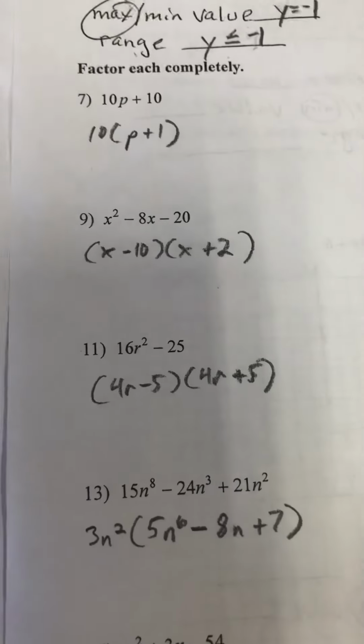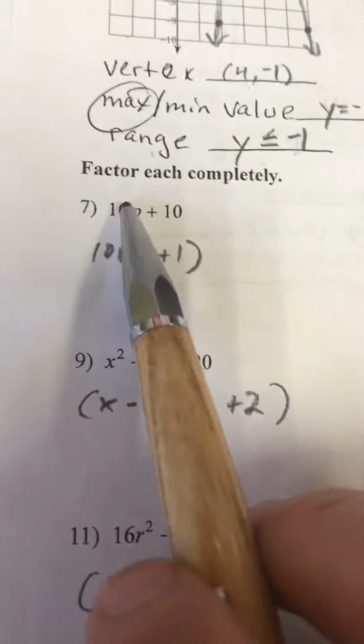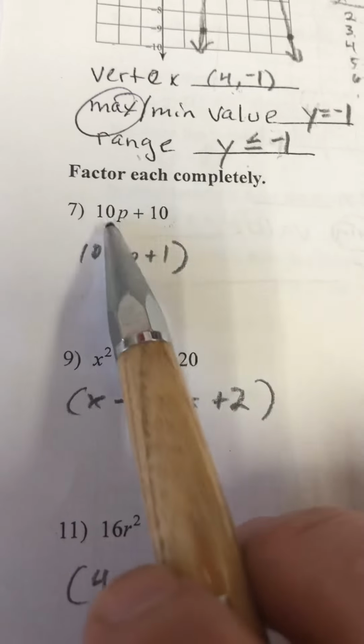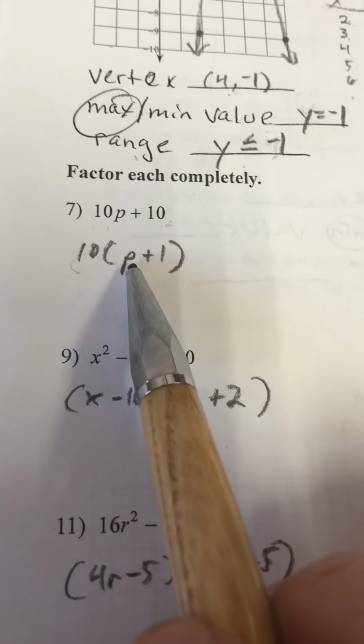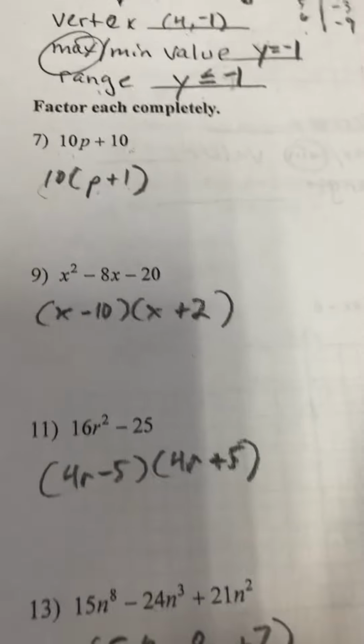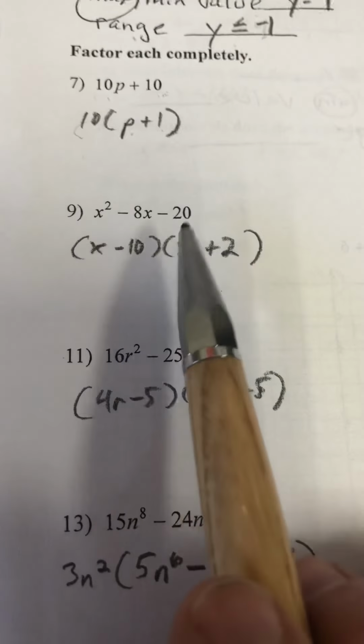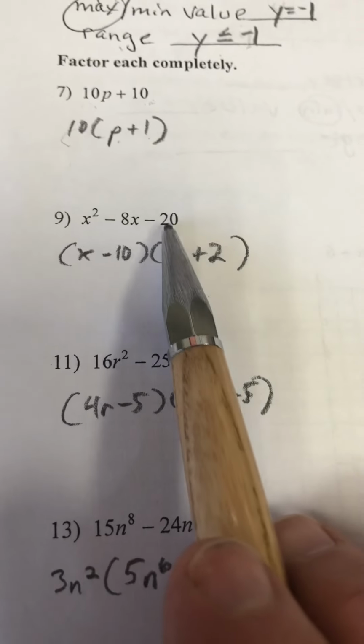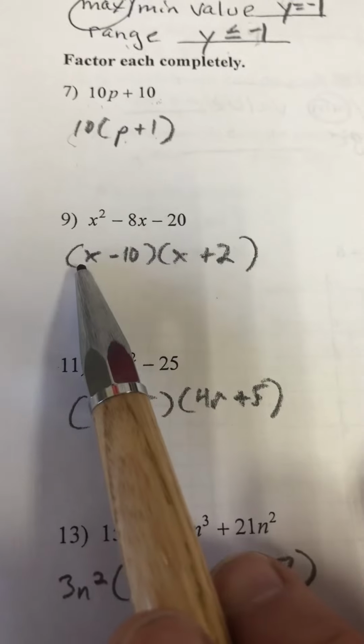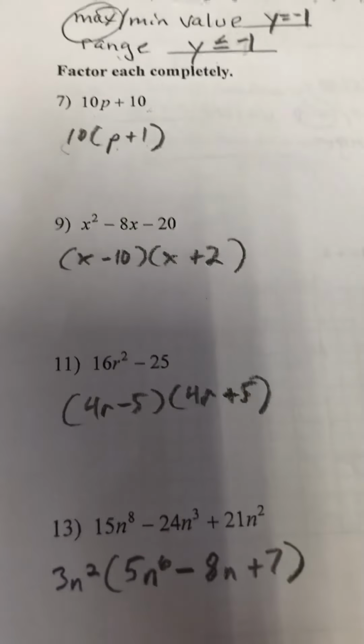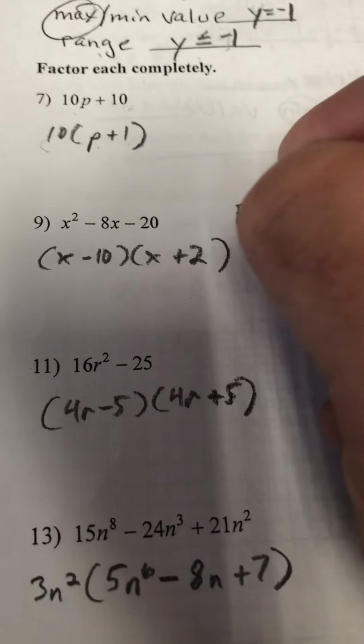I want to take a look at some of the factoring. This one I'm going to factor out a 10 because a 10 can go into this and this. Factoring out 10, I'm left with p plus 1 on the inside of the parentheses. This one, I have x squared, so we know x times x. I'm doing FOIL backwards here.